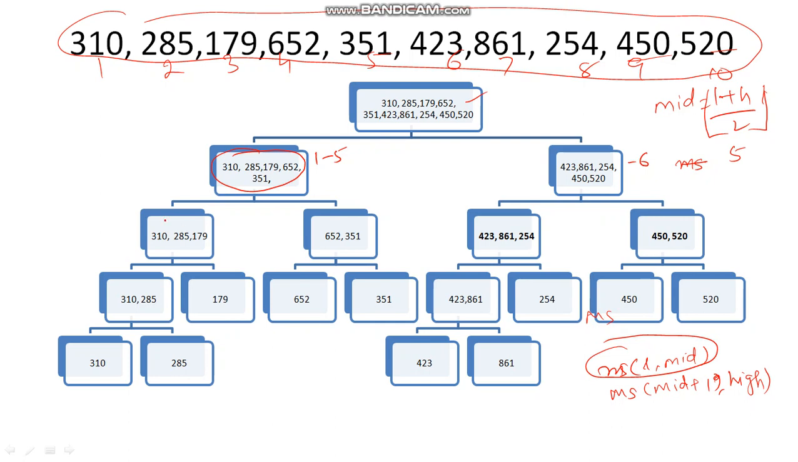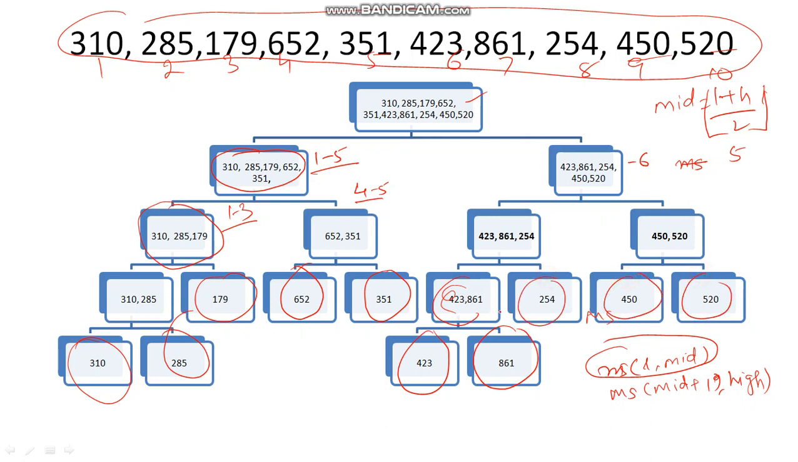Then we have 310, 1 to 3, and this is 4 to 5. So 1 plus 5 divided by 2, 6 by 2 is 3. So low to mid and mid plus 1 to high. So it goes on working in this way. Finally what we get are instances which have single elements, and they are already sorted. We need not think about these. Now this is not sorted, this is already sorted, this is already sorted.